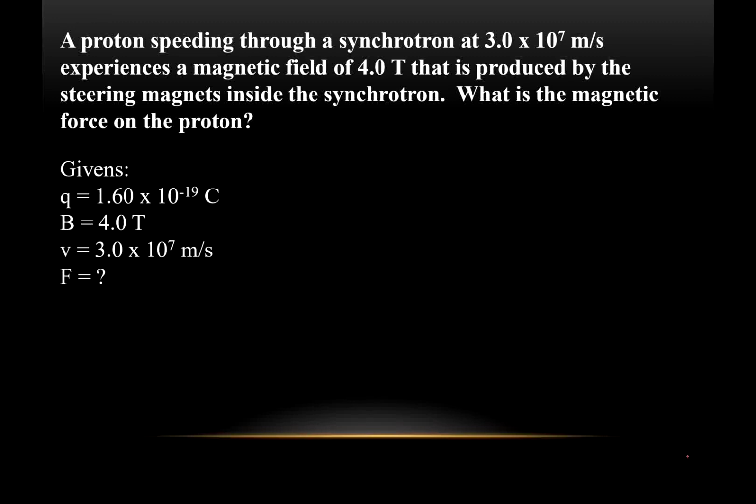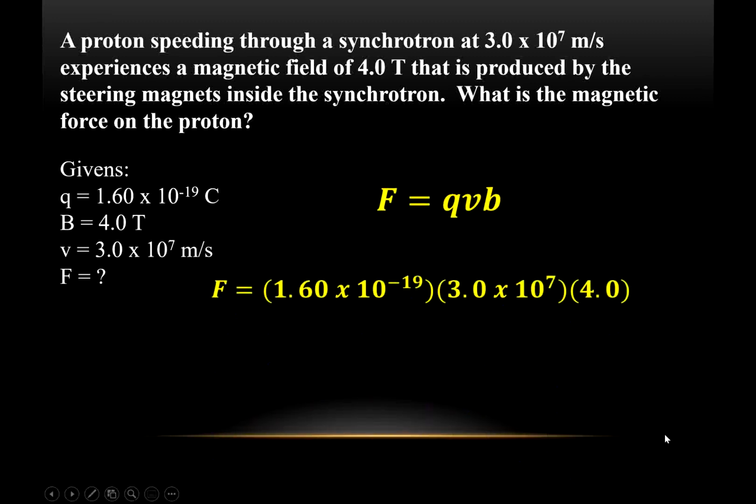Okay, I have all this information. Now I need to look at my formula sheet and figure out what I'm going to use. So I'm going to go over to the part for magnetism, and I have 2 different magnetic forces. One with Q, V, and B, and one with B, I, and L. Well, I have Q, V, and B written down, so I'm going to use that one. I'm going to have that force is equal to QVB. You plug in those numbers.